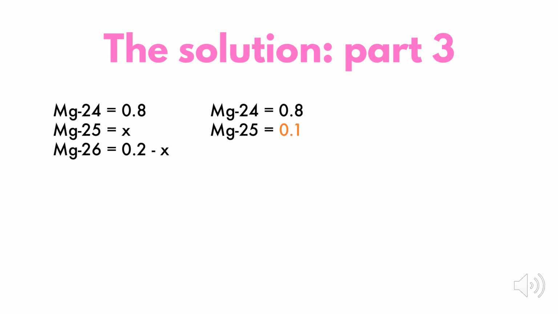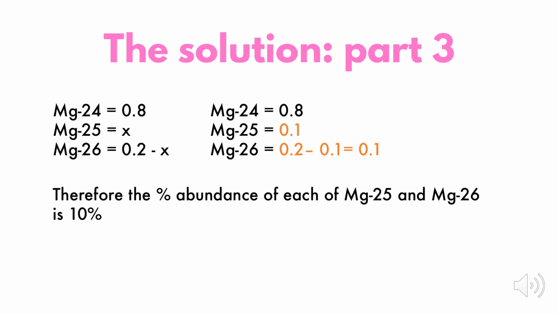Now, magnesium-24, we know the abundance for that was 0.8. We know that magnesium-25 was X, so that's 0.1. Finally, for magnesium-26, the abundance will be 0.2 minus 0.1 equals 0.1. So the abundance of each of the isotopes is actually 0.1. And to get these as percentages, we'll times them both by 100, giving us the abundance of magnesium-25 and magnesium-26 being 10% each.